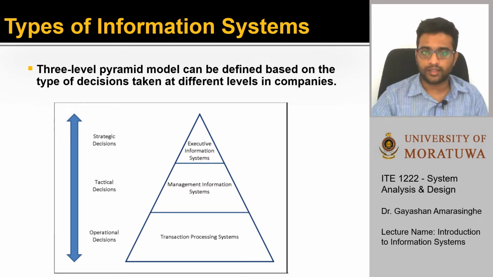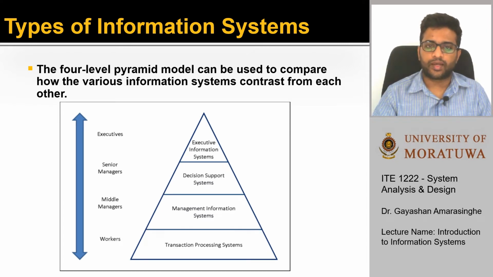As you can see here, the transaction processing systems are used in operational decision making, which generally has near instant outcomes. Management information systems are used in tactical decision making that can result in short to medium term outcomes. And the executive information systems are used in strategic decision making that impacts the organization for a long term.